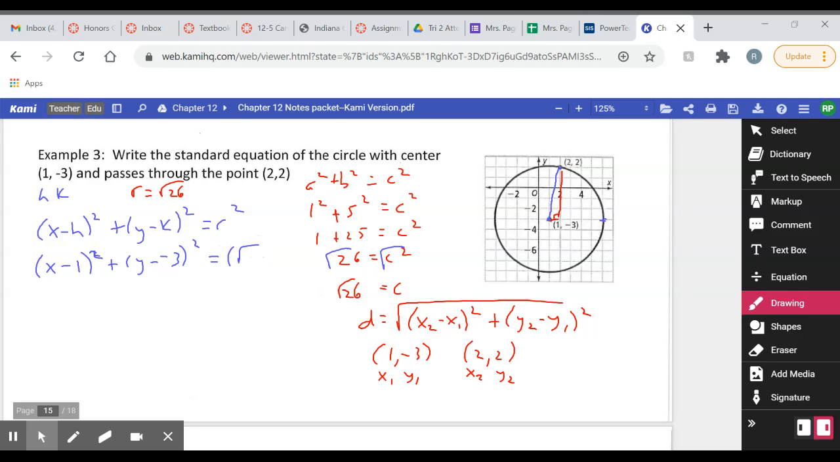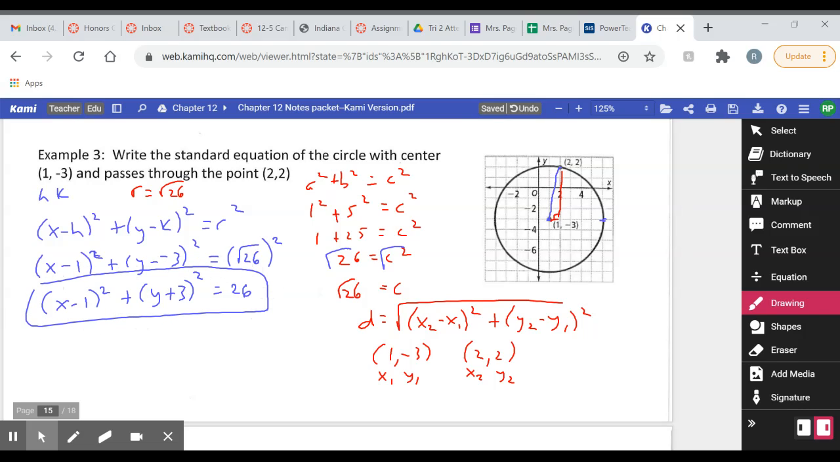So this one looks a little different because my radius is square root of 26, and I need to square that. So if I just get this cleaned up a little bit, I end up with x minus 1 squared plus y, the negative gives me positive 3 squared. And then remember, square root of 26 times square root of 26 actually gives me 26. So that's my equation of my circle. And again, to find the radius, they didn't give it to me. I can't just count it, but I could use Pythagorean theorem or the distance formula.